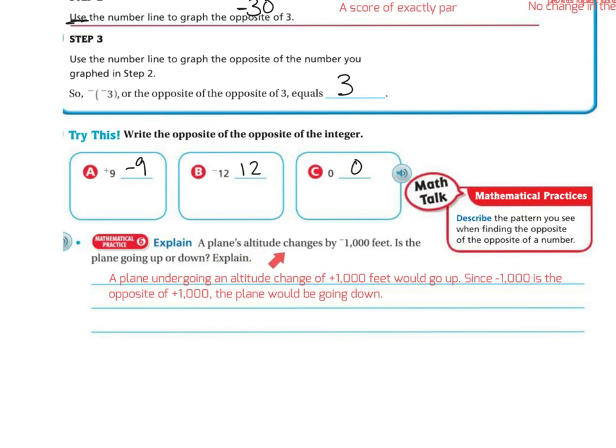Explain. A plane's altitude is changed by negative 1,000 feet. Is the plane going up or down? Well, a plane undergoing an altitude change of a positive amount of feet would be going up. But since negative 1,000 is the opposite of 1,000, the plane would be going down.